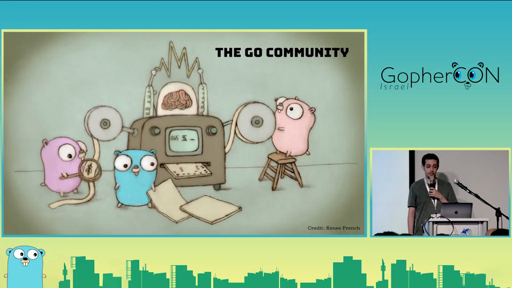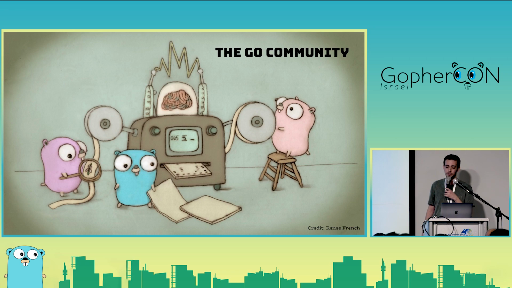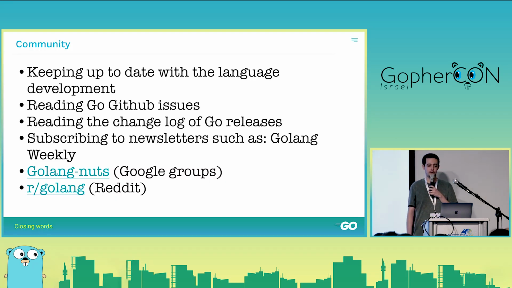The last part, but not the least, is to stay attached to the Go community. So things like keeping up to date with the language development, especially now with Go 2. Reading Go GitHub issues. Reading the changelog of new Go releases. Subscribing to newsletters such as Golang Weekly and others. Reading the Google group Golang Nuts and the subreddit Golang. These things will help keep you up to date on the important things and less surprised about future gotchas.